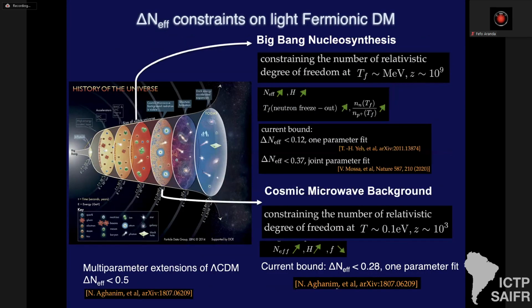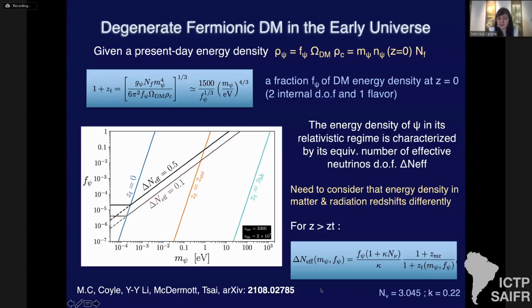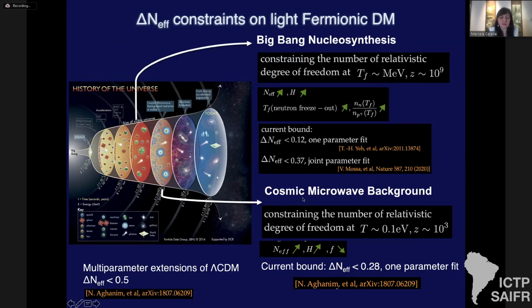So in that case, I will skip over this and tell you that for this value of delta N effective, I will look at what I get from Big Bang nucleosynthesis and the cosmic microwave background, and I will put a bound from multi-parameter extensions of lambda CDM. So I will look at delta N effective being below 0.5 or below 0.1.